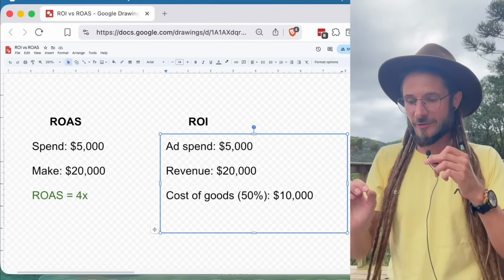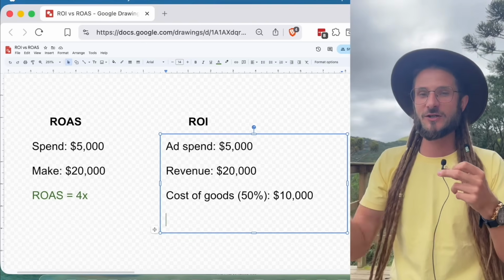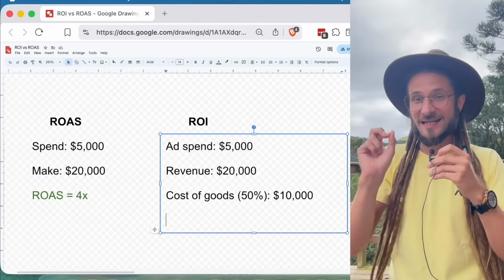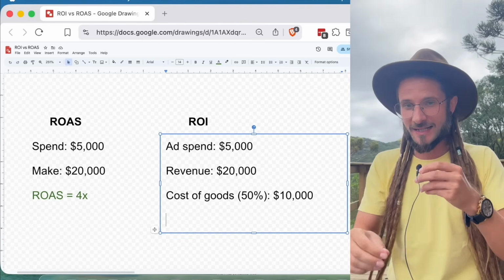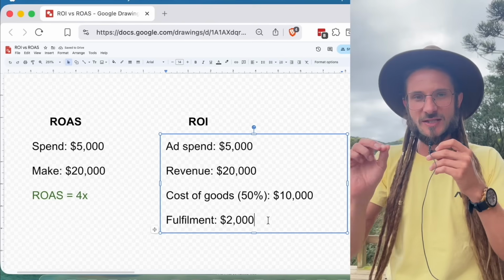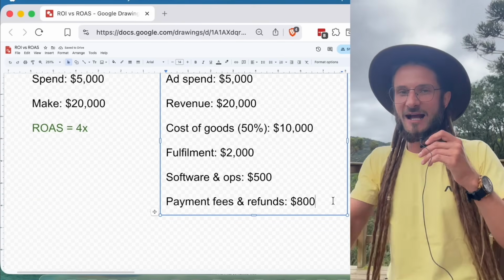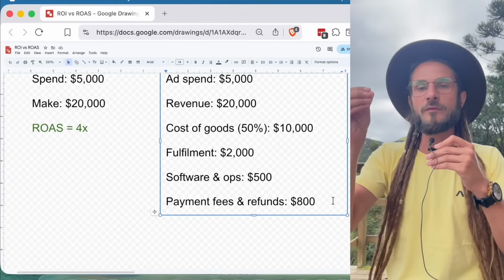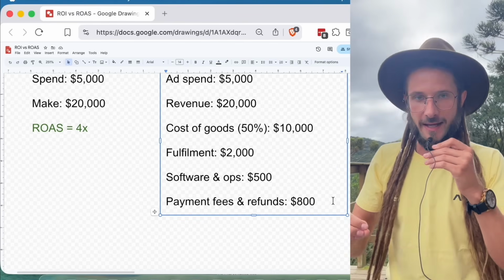Now we need to take into consideration the cost of goods. The cost of goods was 50%. So we made $20,000 of revenue, but it cost $10,000 for those goods. And this is what we now need to calculate in the ROI model. Fulfilling these orders cost the business $2,000. Maybe they have payment fees, maybe there were refunds initiated. What were the costs of the business? The costs of the business were $800.